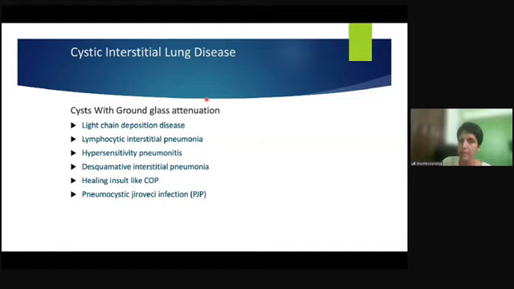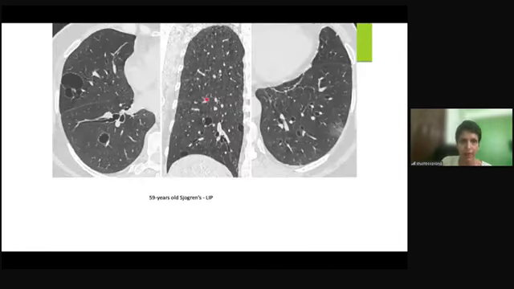When you see cysts with background ground glass attenuation, then this is the list of differentials that you should be thinking of: light chain deposition disease, lymphocytic interstitial pneumonia, hypersensitivity pneumonitis, desquamative interstitial pneumonia, healing insults and cryptogenic organizing pneumonia, and Pneumocystis jirovecii infection. These are the topmost differentials when you see a lot of cysts and a background abnormal lung.